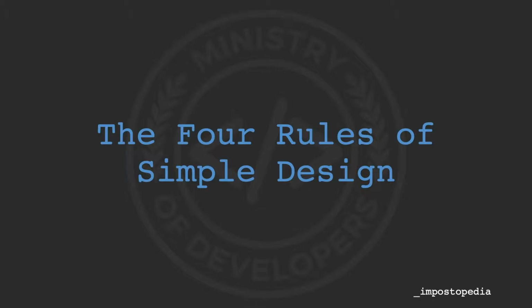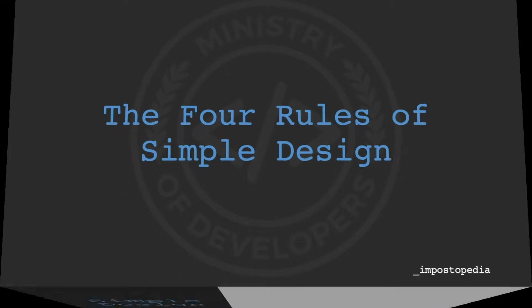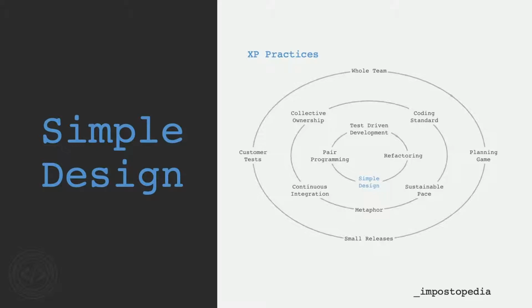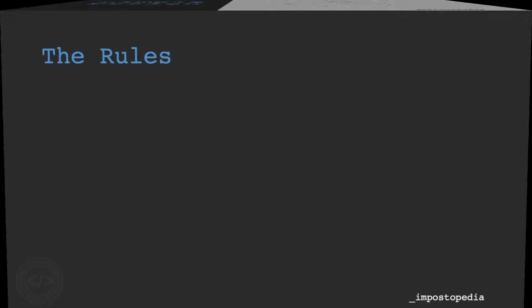In the late 1990s, Beck came up with his 4 rules of simple design while he was developing extreme programming. As you can see from the diagram here, simple design is one of the core XP practices. Although the rules have been worded slightly differently by many people, including Ward Cunningham, Martin Fowler, Corey Haynes, and J.B. Rainsberger, the goal of the rules remains the same. We'll use Fowler's list here.